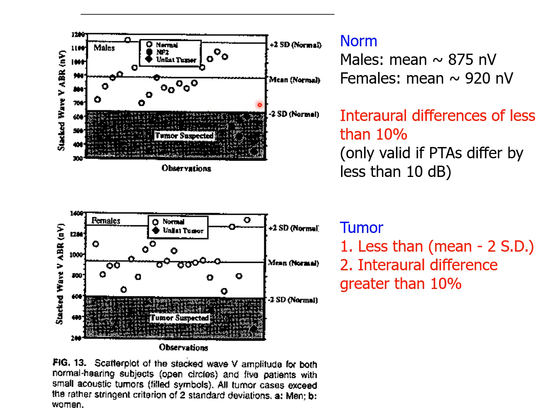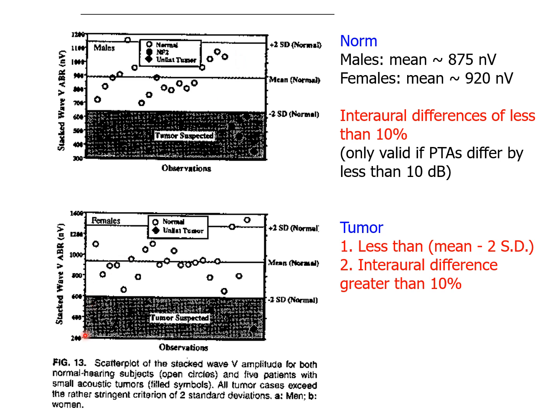This figure also shows the stacked ABR waveform amplitude for people with confirmed tumor. My apologies, those confirmed tumors were plotted as filled symbols, and they all fall within the shaded area, which is smaller than the mean minus 2 standard deviations. This is what they found for men.